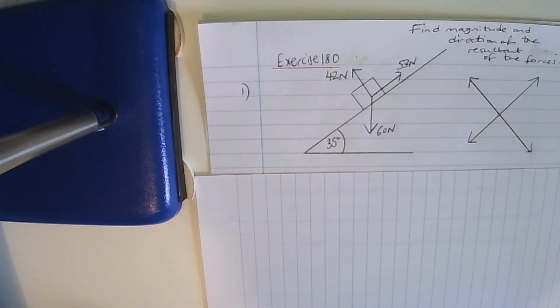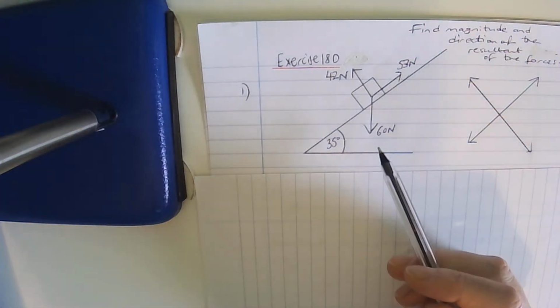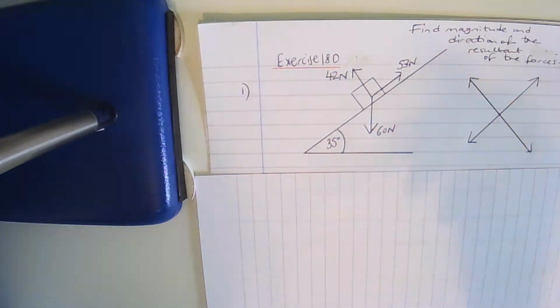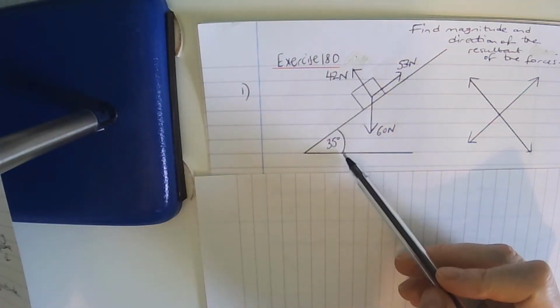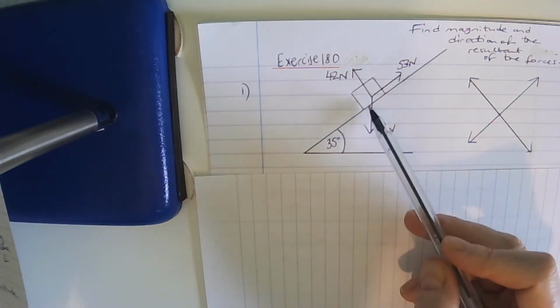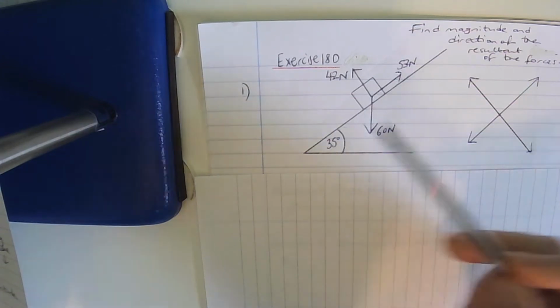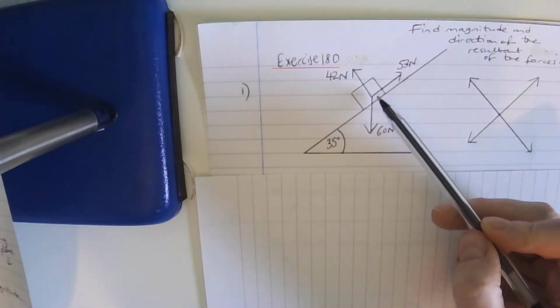So question 1 on exercise 18D. Find the magnitude and direction of the resultant of the forces. So in this question, we have an angle of 35 degrees sitting on an inclined plane, and there's a particle sitting on this inclined plane. There are three forces acting on it.